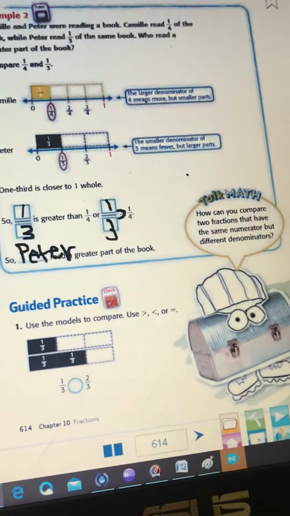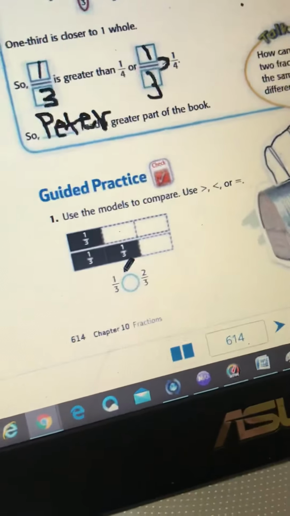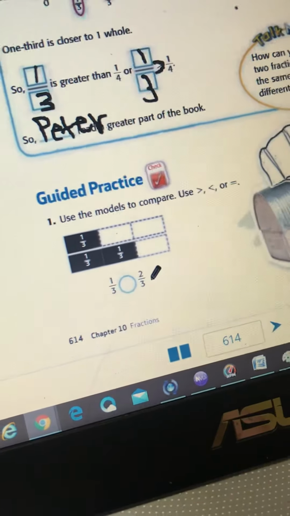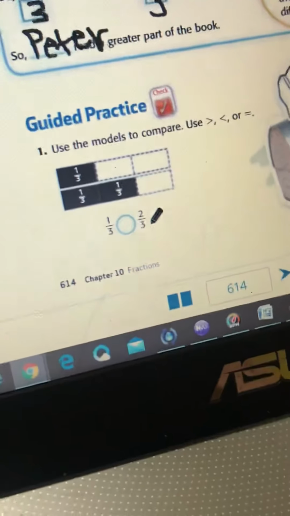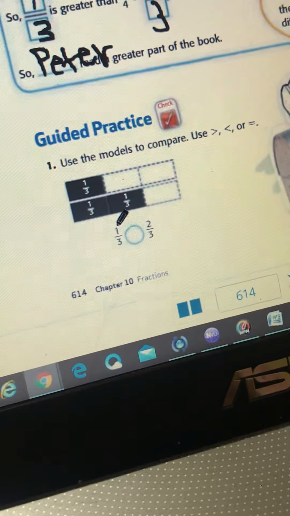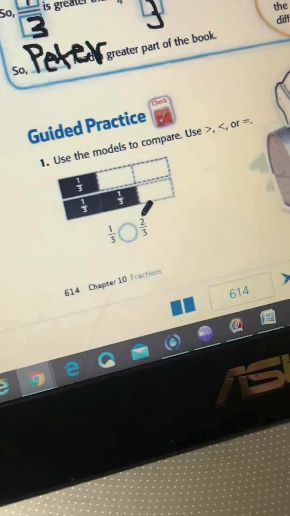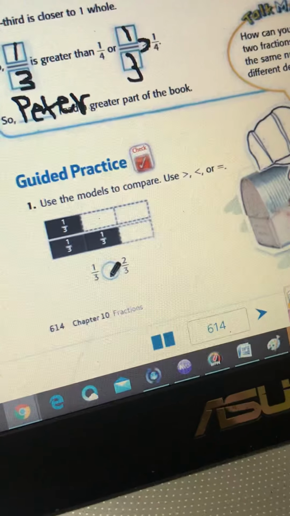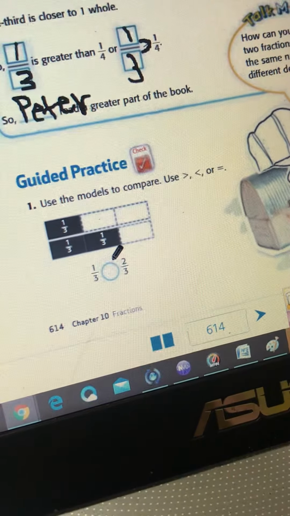Now let's go to the guided practice. In this given, it's easy for us to compare because the denominators are the same, 1/3 and 2/3. As I've told you a while ago, if the denominators are the same, you compare the numerators. Which is bigger, 1 or 2? Excellent, that's 2, meaning the mouth of the crocodile will open on the bigger one.